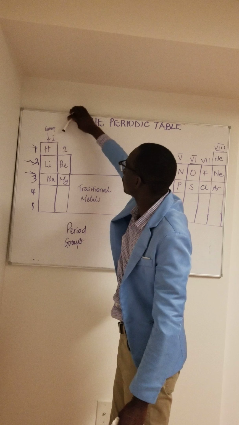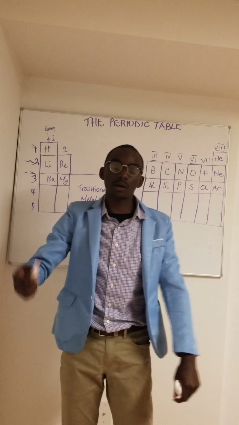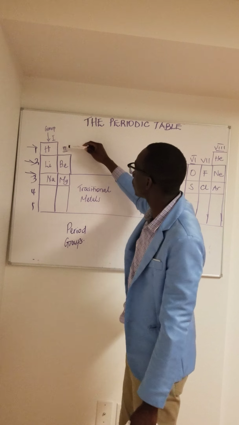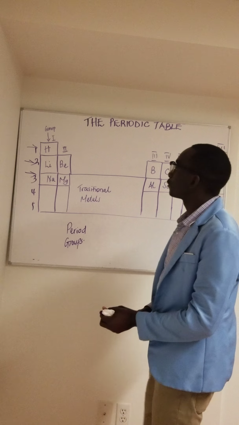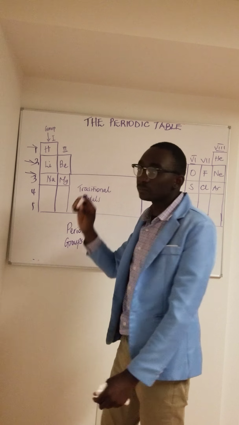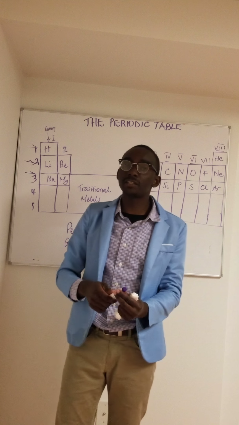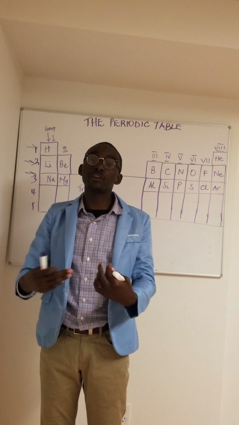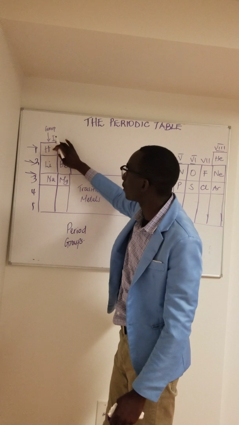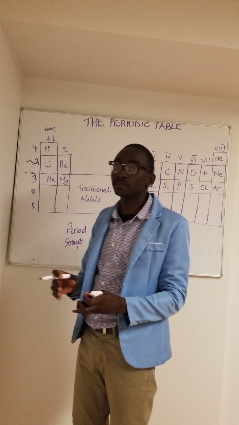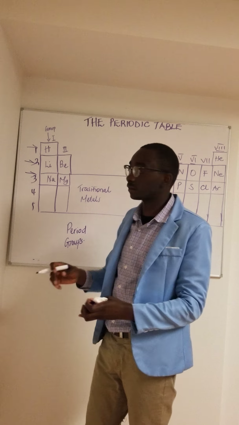Then the groups are the ones we count from the vertical row. So that's group 1, group 2, group 3, group 4, group 5, group 6, group 7, and group 8. We see that elements in group 1 almost have the same chemical properties. They have the same chemical reactions and products. But the more you go down, the atomic radius increases, the elements increase in size. Hydrogen is the smallest element known, and it is diatomic and it exists as a gas.